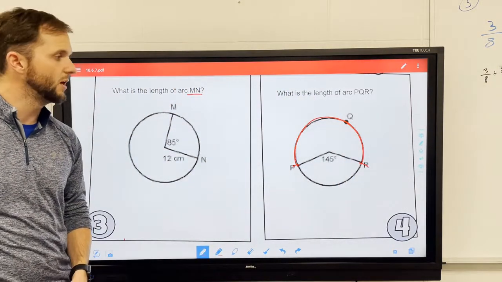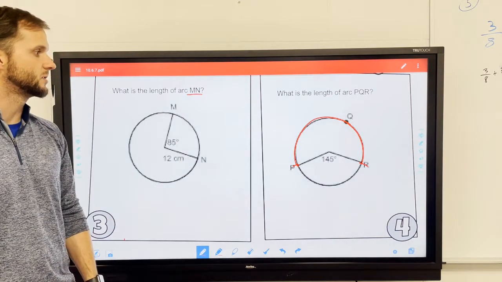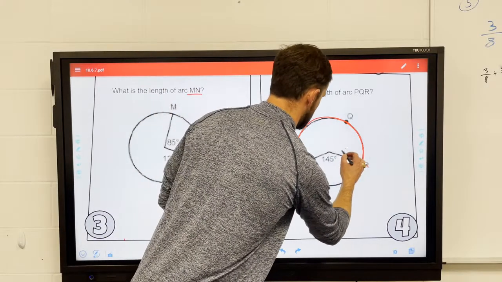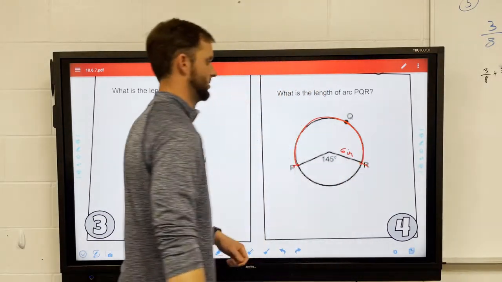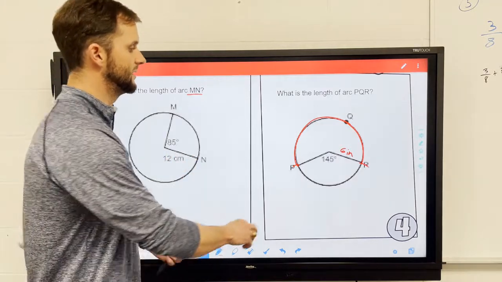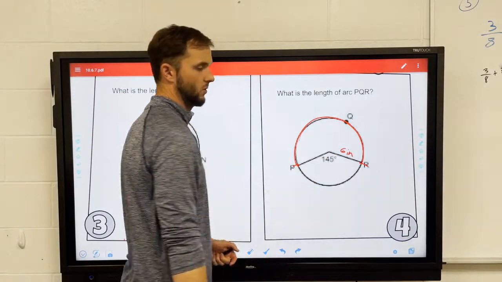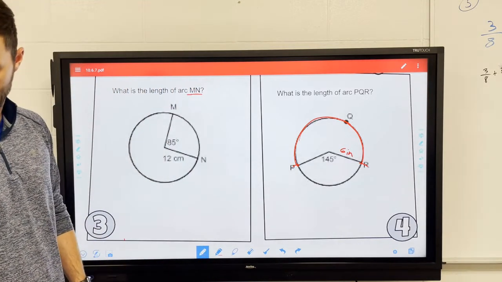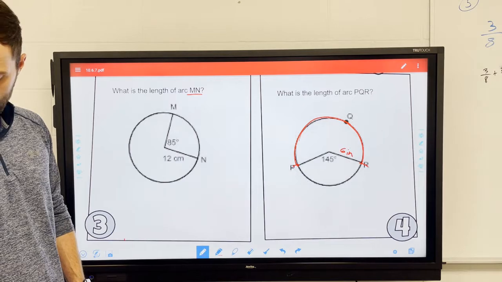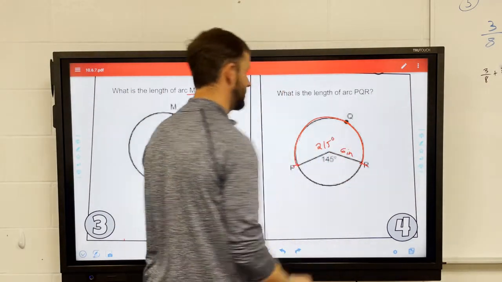So the one thing you need to notice right now is I do not have a radius. So I'm going to go ahead and just say the radius is 6 inches. Let's go ahead and go with 6 inches, okay, because I didn't put one on there. But the one thing that we need to notice is this angle right now is 145. So I need to find the rest of the circle. Okay, so I know the whole circle is going to be 360 degrees. So I'm going to subtract 145 from that, and that's going to give me a central angle of 215 degrees.